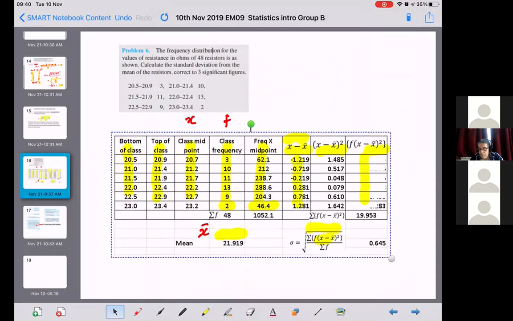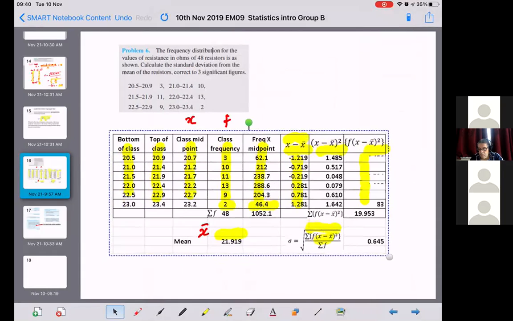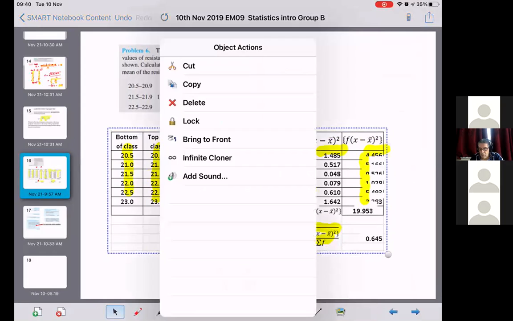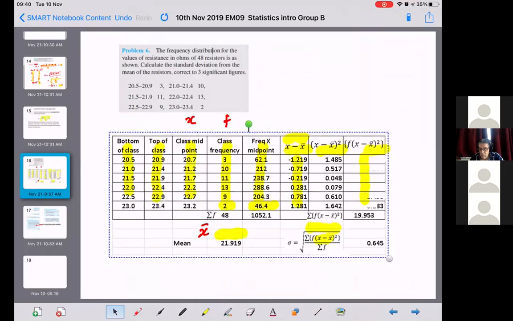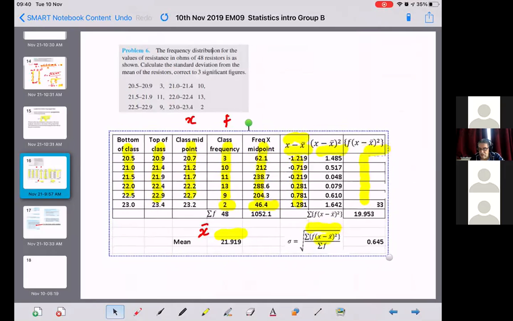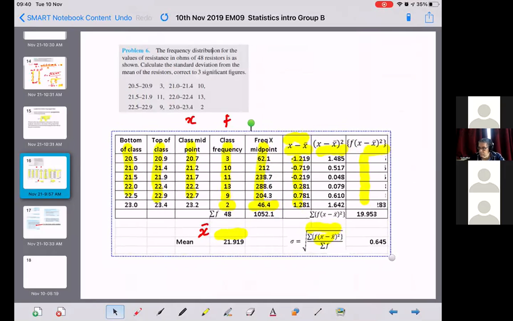Can you just tell me what the E stands for again in the formula? I didn't get that last time. Well, it's the Greek letter sigma. That's the sum of. So what that means is.